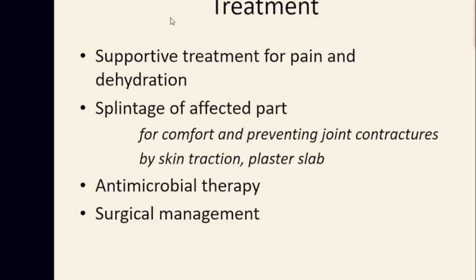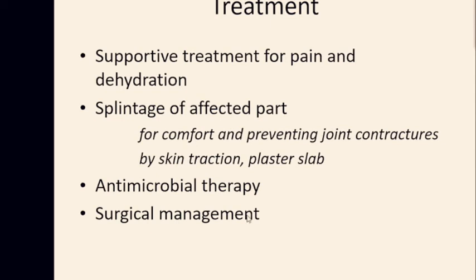So now the treatment. How do you go about the treatment? Supportive treatment for pain and dehydration. The pain is severe, so you have to give analgesics, and the patient is sick, has fever, and will be dehydrated, so you have to rehydrate the patient. If you move the limb it is very painful, so you'd want to splint it. You can just put a slab, or you can put a skin traction.